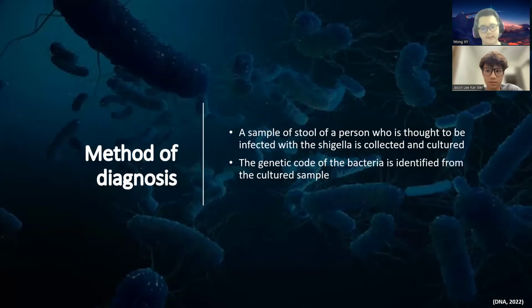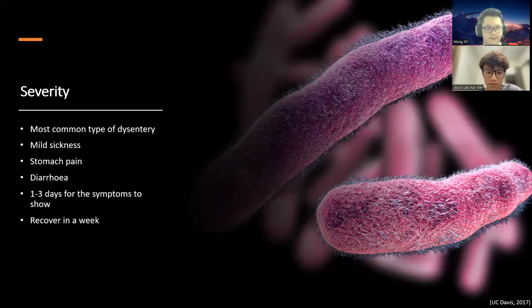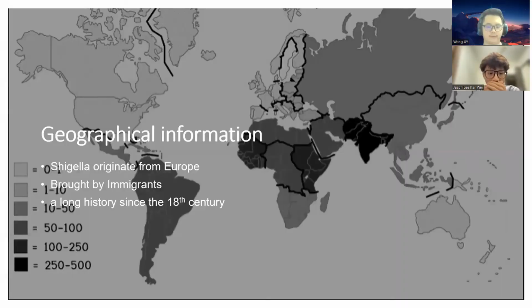Method of diagnosis. A sample of stool of an infected person is collected and cultured so that the genetic code of the bacteria can be identified and detected. Severity. Bacillary dysentery is also known as the most common type of dysentery, which normally causes mild sickness, such as stomach pain and diarrhea. Symptoms usually show themselves after 1 to 3 days, and an individual will recover in less than 1 week.